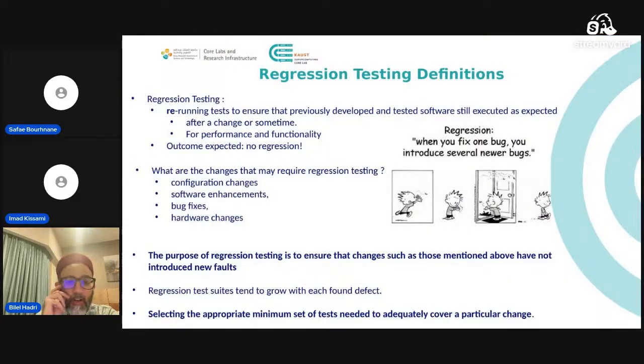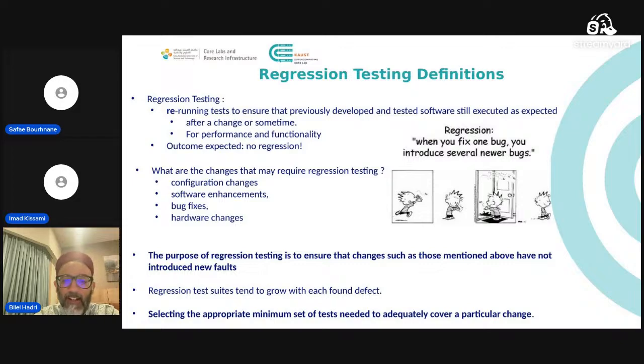So what is regression testing? There are several definitions, but the most important thing, which I put here in bold, is rerunning tests to ensure that previously developed and tested software will be executed as expected after a change, or sometimes at any time, for performance and functionalities. If we get the expected outcome, there is no regression. Basically, you don't have a performance degradation or functionality that does not work.